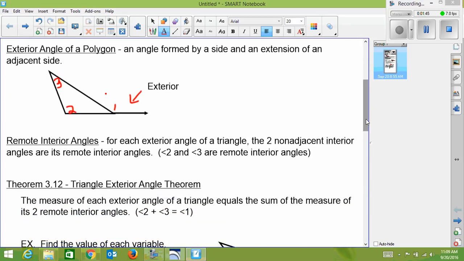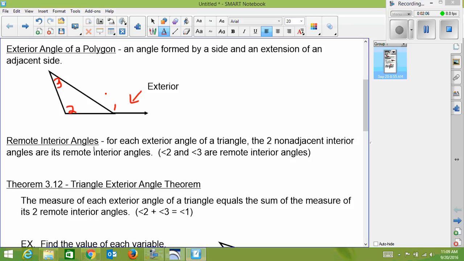Remote interior angles. For each exterior angle of a triangle, the two non-adjacent interior angles are its remote interior angles. So then I wrote in parentheses here, angles 2 and 3 from this drawing are the remote interior angles. They're the two that are not connected to the exterior angle. So these two right here.